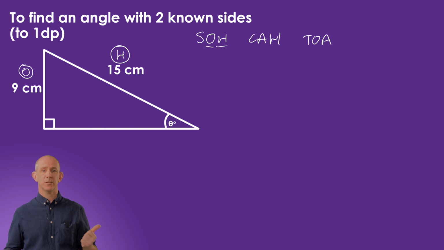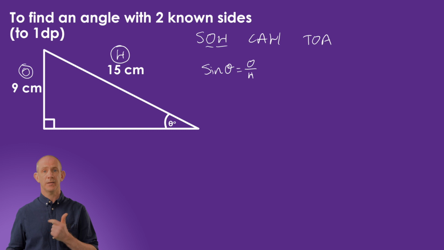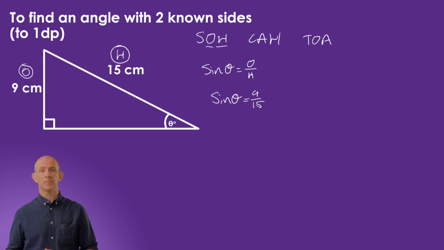As I have the opposite and the hypotenuse, I'll be using sine to find the angle, as sine theta equals opposite over hypotenuse. We can now substitute the known values in for our variables of O and H, and we can write sin theta equals 9 over 15. Now we need to move the sine over to the other side to get theta on its own.